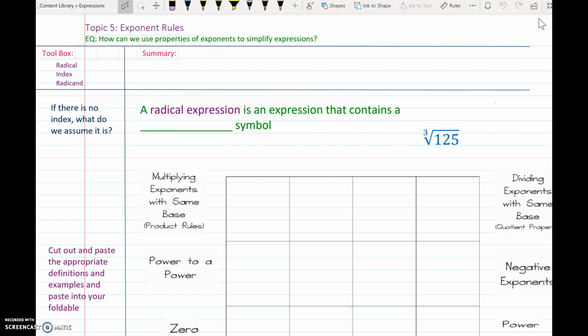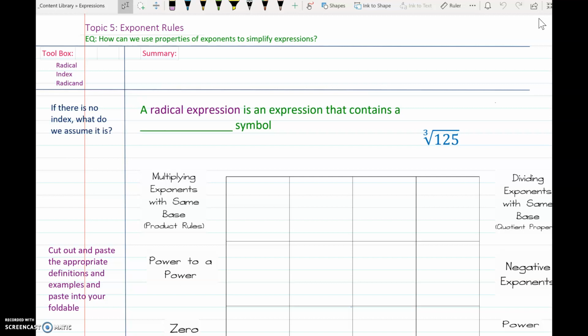Okay, so we're talking about exponent rules. Now, many of you have seen bits and pieces of exponent rules, and we're going to go over all of them. I'm going to try and explain it as best I can, and hopefully you understand why the quote-unquote rules are what they are and how they work.